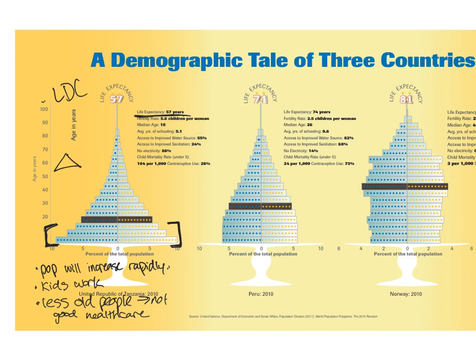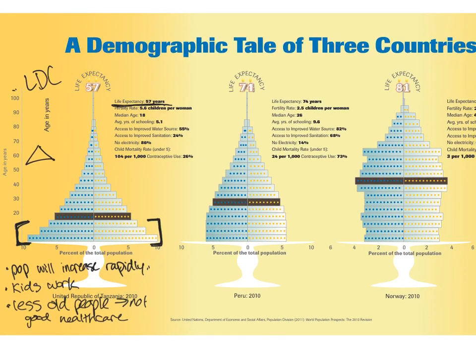This country was Tanzania, by the way. I kind of wrote over it. Okay, so LDC country. In the middle, we have Peru. What's the difference about Peru's pyramid? What does it look like, shape-wise? What's different about it? Less younger people. Yeah, less younger people, but what do we notice about the shape? Yeah, it's pretty even, right?